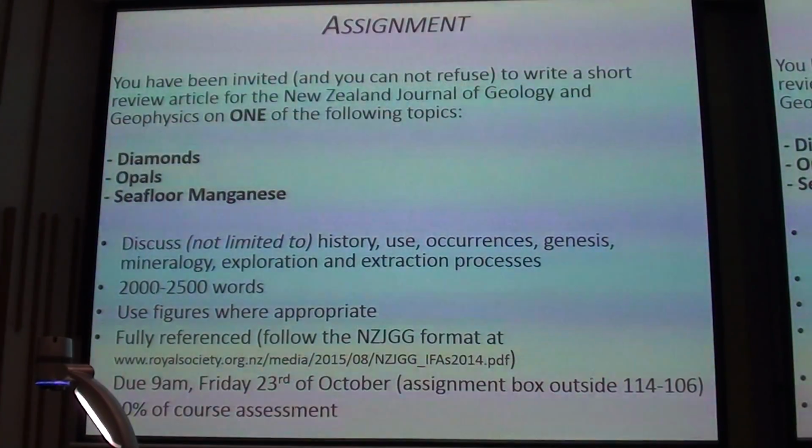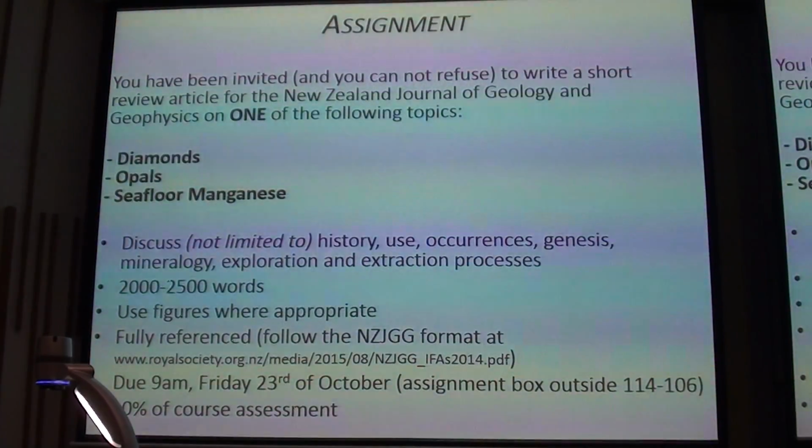The remaining 10% of coursework assessment will be on an assignment, and this will be detailed in a PDF that I will upload on CESL.